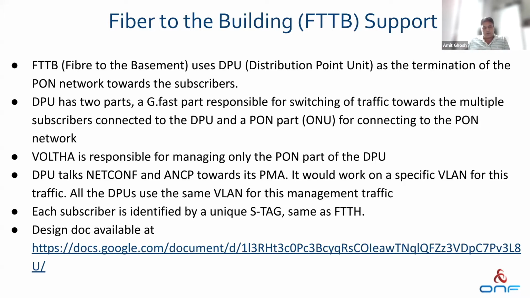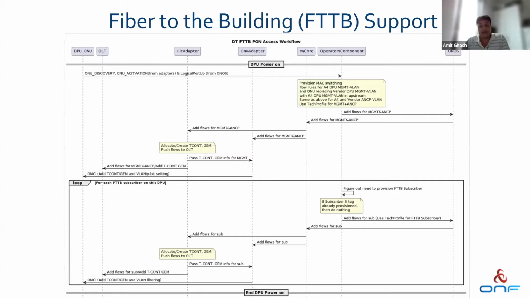The design doc for whatever I spoke about, where we go into much more detail showing the exact flow rules that are configured at ONOS and the way the management VLANs or the PBITs are configured, can all be found in the link posted here in the Google Doc, and the implementation is based on that. I will also walk you through a very high level flow diagram of what happens. We have two or three use cases: what happens when we power on the DPU, and how the subscriber flows are added and removed.